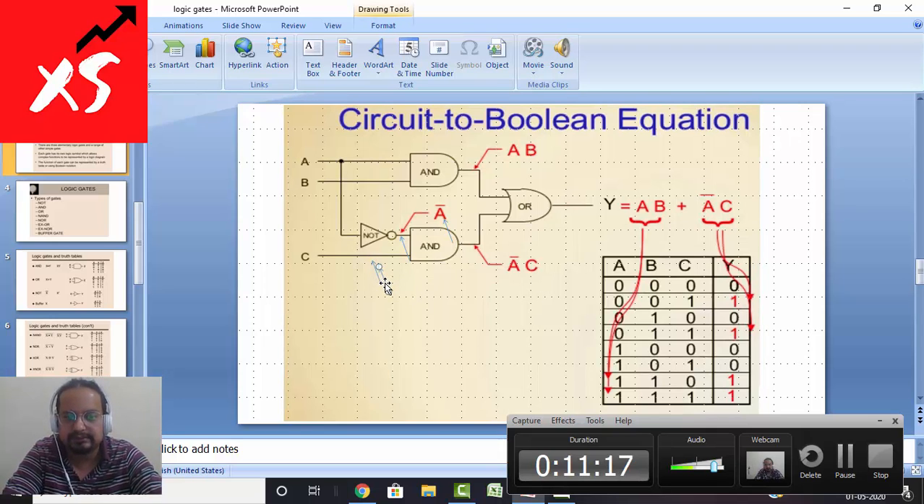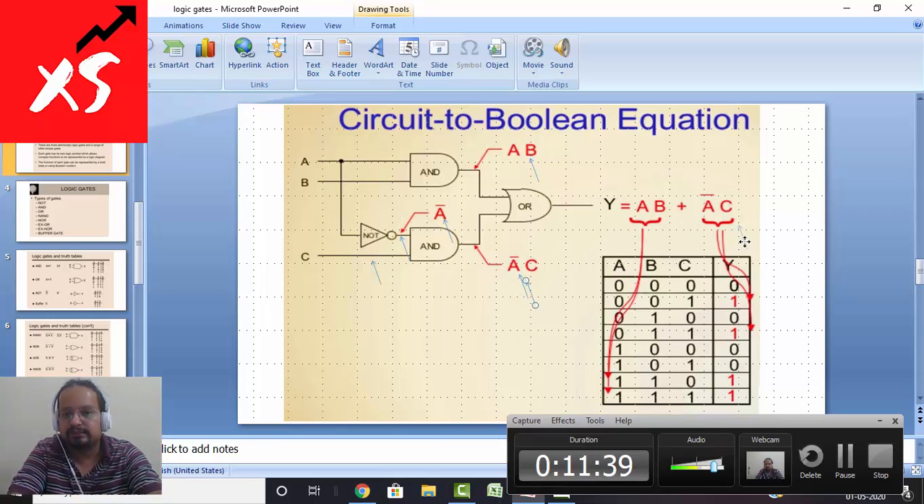So from both these gates, the outputs that you are getting, one is A dash C and the other is AB. And then you are ORing these. So you know the OR operation, right? It's basically addition. So what you get on the output side is AB plus A dash C. So that is the output that has been displayed here.